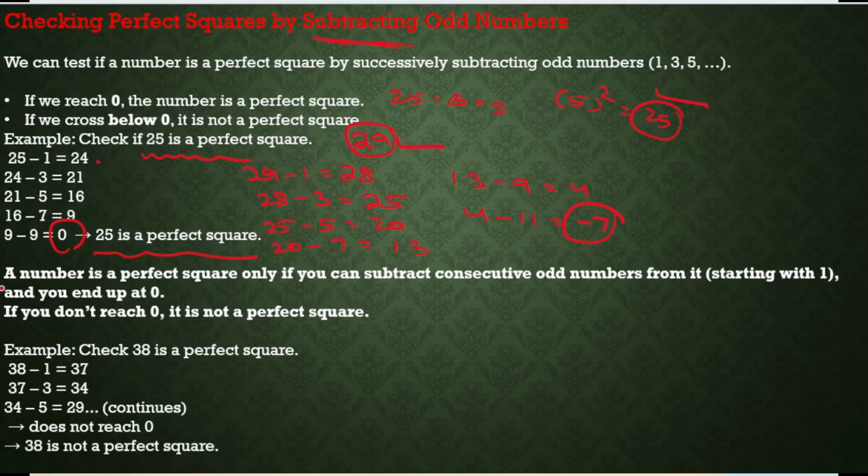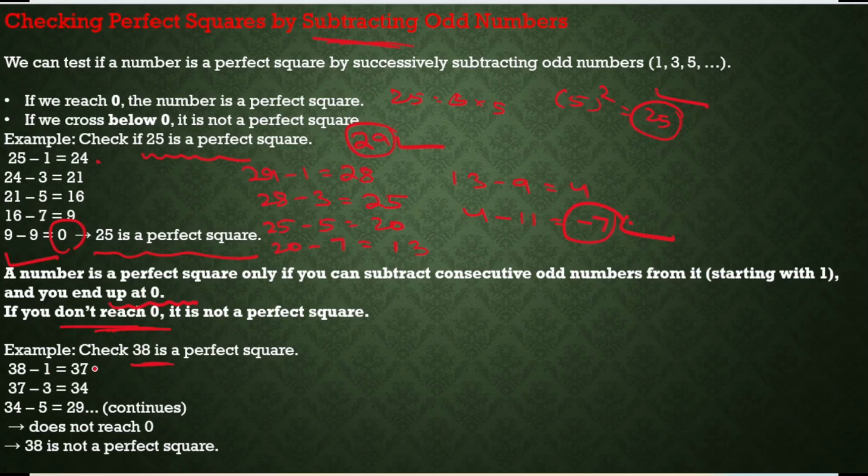Clear? Okay, see, a number is a perfect square only if you can subtract consecutive odd numbers from it and end up at 0. If you don't reach 0, it is not a perfect square. Here you don't reach 0, you reach minus 7, so 29 is not a perfect square. Clear? For example, is 38 a perfect square or not?